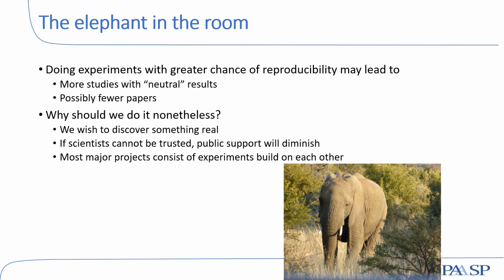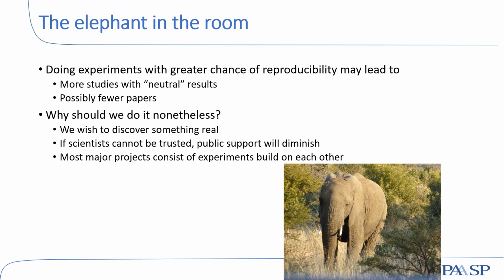If we apply more rigor in the design, conduct, analysis, and reporting of our studies, we will have more studies with neutral results. And at least in the short term, this may lead to possibly fewer papers. That's not exactly a very tempting proposal, particularly not for a young graduate student. And that's a phenomenon that in English is called the elephant in the room. There is a big problem, everybody knows about it, and people don't talk about it.